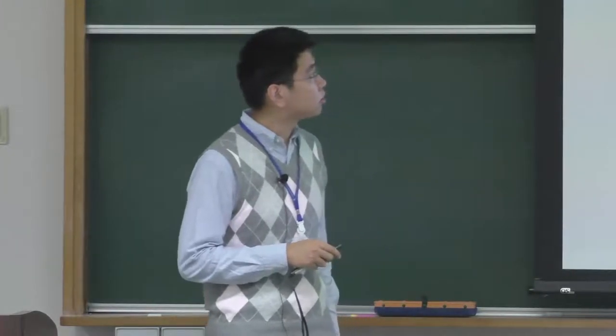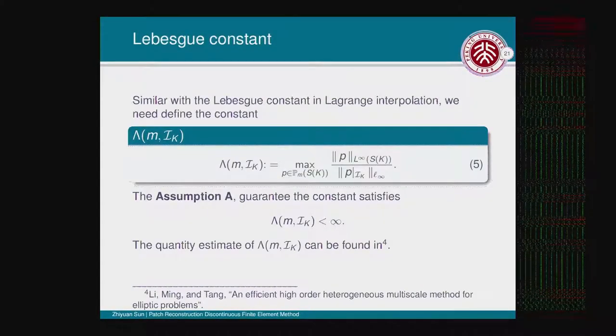And so the error estimate of the approximation is determined by the Lebesgue constant. Here is our definition of the Lebesgue constant of our approximations. It's the ratio of the L infinity norm of the function value to the L infinity norm on the collocation points. All this says is that the function value can be controlled by the values at the collocation points. So if assumption A is satisfied, the constant is less than infinity.